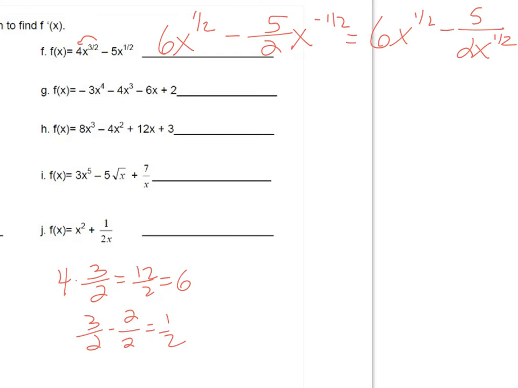Okay, for G, we get negative 12x to the 3rd minus 12x squared minus 6. The derivative of a constant is 0, which is why it's not included. Okay, for H, that is 24x squared minus 8x plus 12.